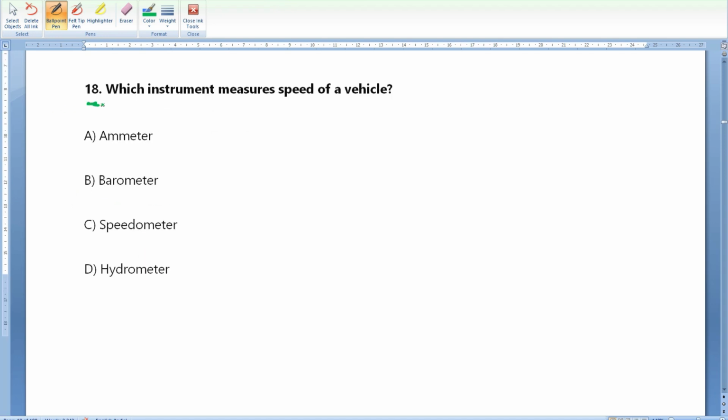Question number 18. Which instrument measures speed of a vehicle? Ammeter, barometer, speedometer, or hydrometer. Speedometer is the correct option, by which we measure the speed of a vehicle. Ammeter is used to measure electric current, barometer to measure atmospheric pressure, and hydrometer measures relative density of liquids. Option C, speedometer, measures speed of a vehicle.